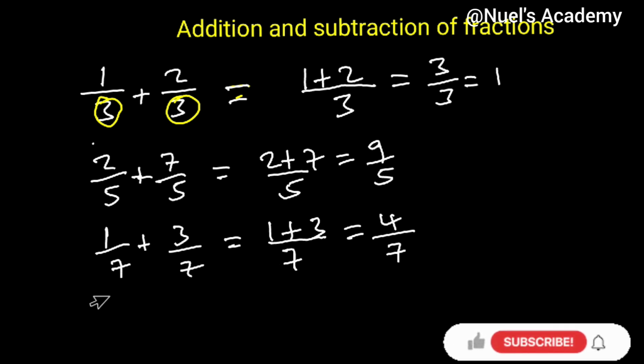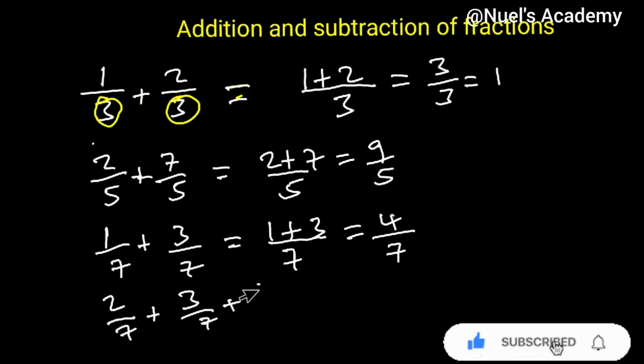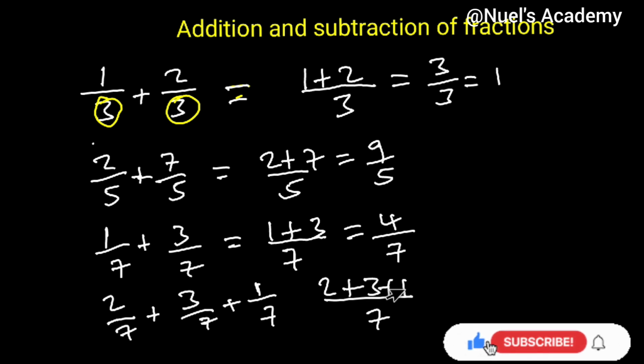So I want you to do this one. 2 over 7 plus 3 over 7 plus 1 over 7. The other ones, we were dealing with two fractions. This one, there are 3 fractions we're adding. So to add them, we're going to pick the denominator, which is 7, because 7 is common to all of them. They share the same denominator, and then we're going to add the numerators. So it's going to be 2 plus 3 plus 1. 2 plus 3 is equal to 5. 5 plus 1 is equal to 6. So we're going to have 6 over 7. So this is all about addition of fractions with the same denominators.